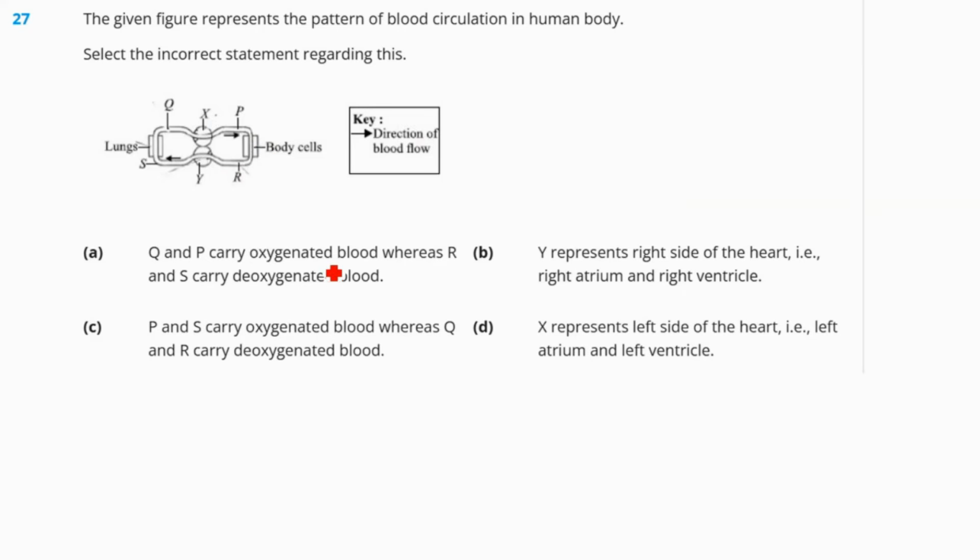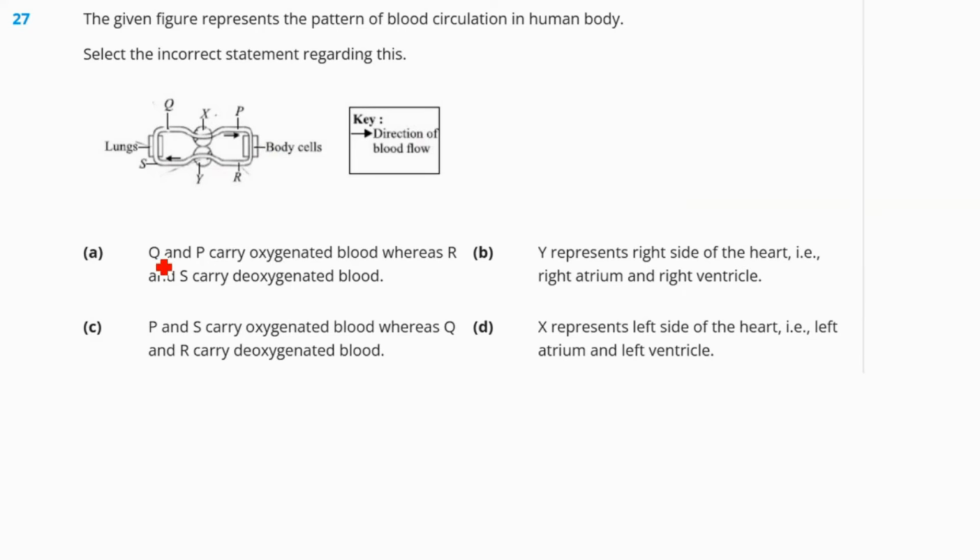So here we have to find the incorrect statement. Q and P carry oxygenated blood, whereas R and S carry deoxygenated blood. Always remember that the blood comes to the lungs for oxygenation. X and Y are the vena cavas. From the whole body, the vena cava carries the deoxygenated blood to the heart, and from there it goes to the lungs for oxygenation. And from the lungs, the oxygenated blood goes to the heart again, to the left auricle and left ventricle, and from there the heart pumps it to the rest of the body.